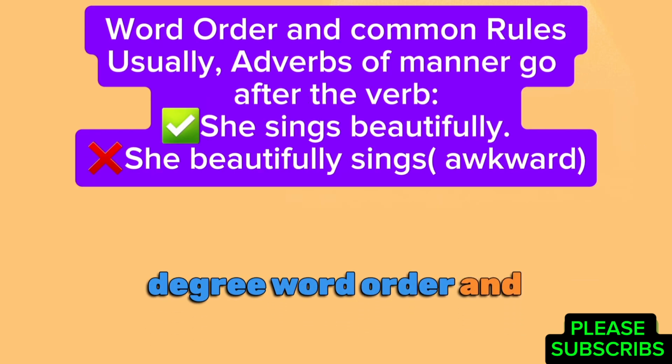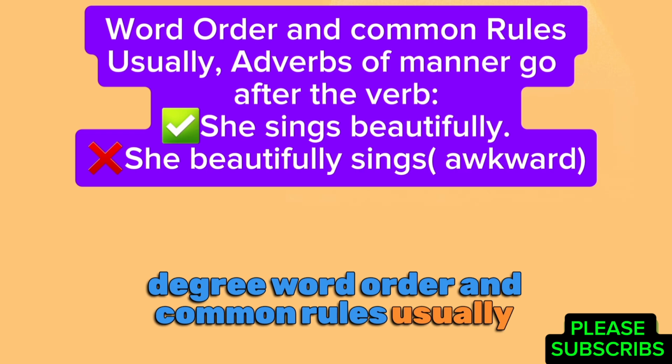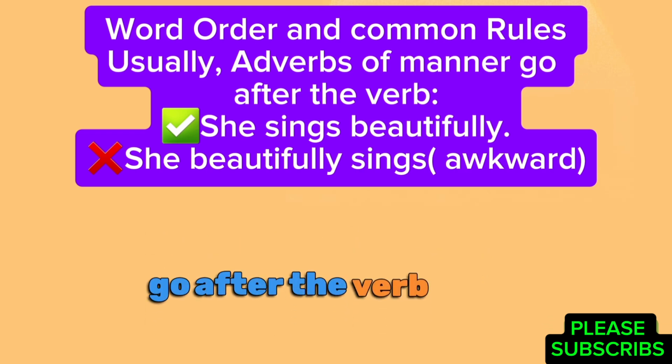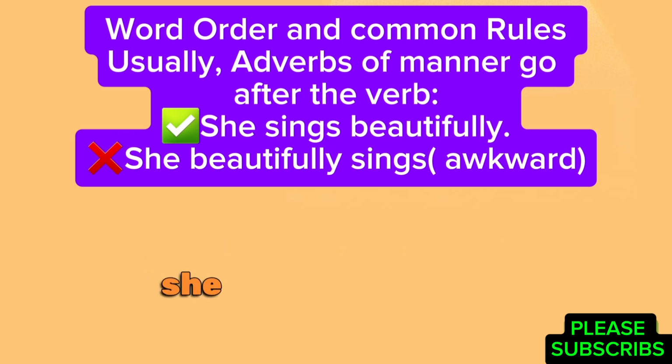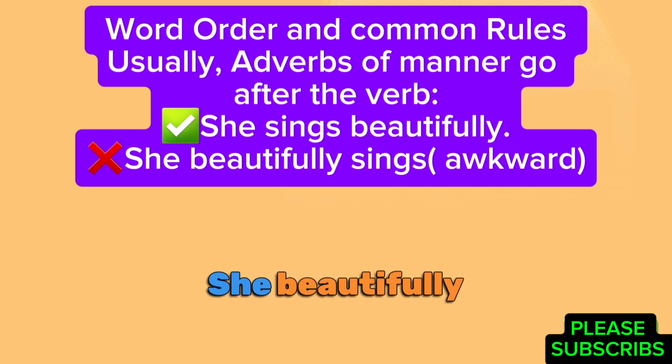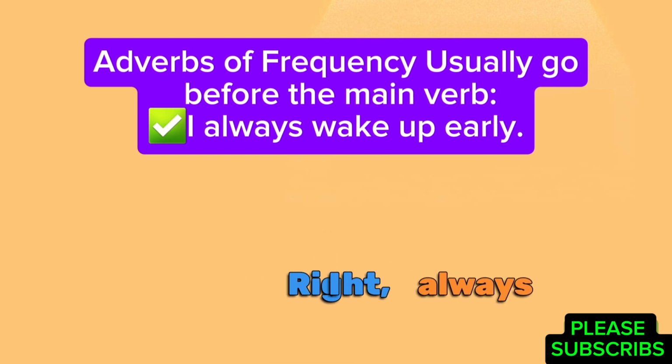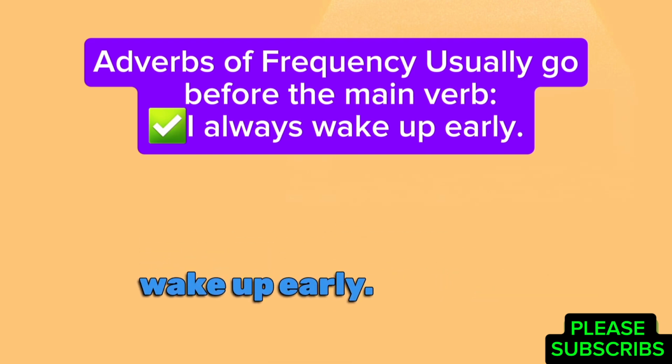Word order and common rules. Usually adverbs of manner go after the verb. Right: She sings beautifully. Wrong: She beautifully sings. Awkward. Adverbs of frequency usually go before the main verb. Right: I always wake up early.